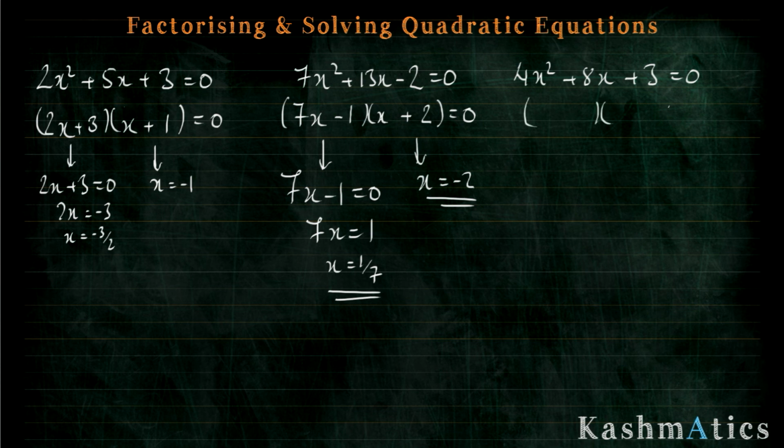So let's just draw the brackets like before. Let's put in 4x and x, and let's just put a 3 and a 1. The 3 and the 1 will give me my 3, and I'm happy with that. The 4x and the x gives me my 4x squared, and I'm happy with that.